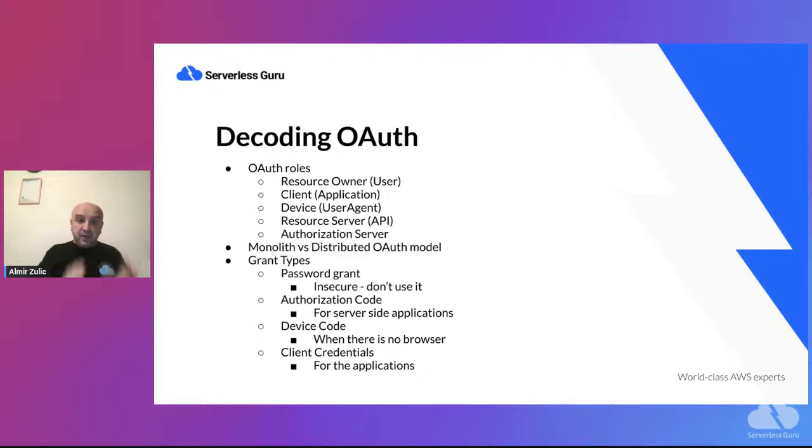So speaking of the authorization server, we have this OAuth model, which can be monolith or it can be distributed. So I mentioned these roles. We count them as five, I think.